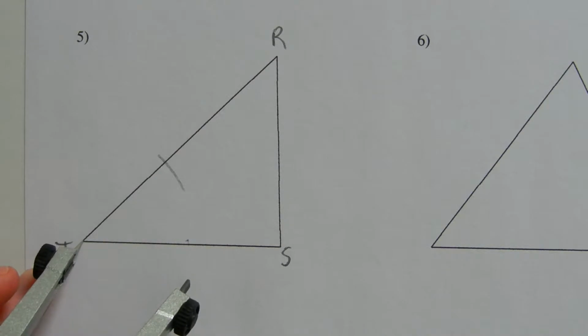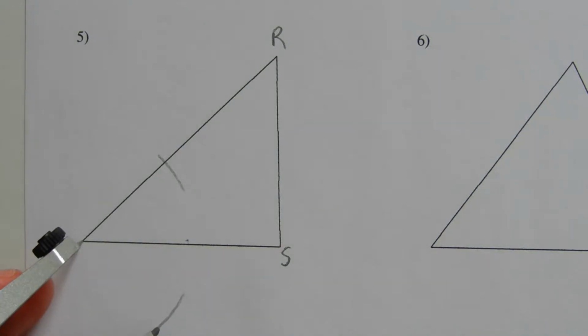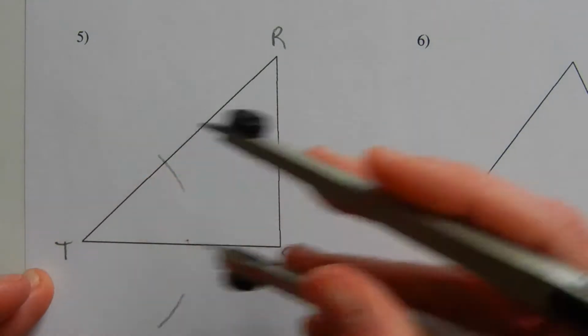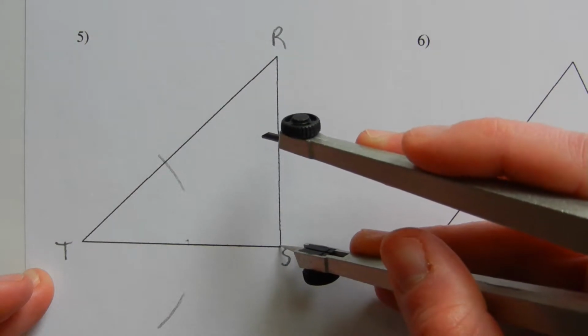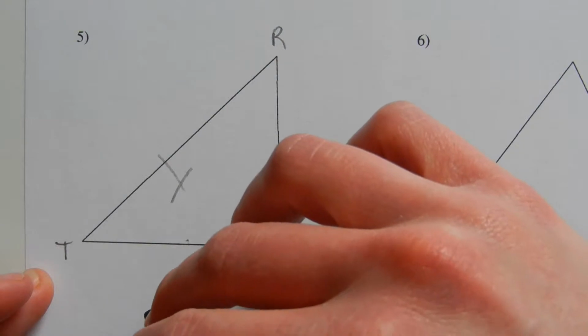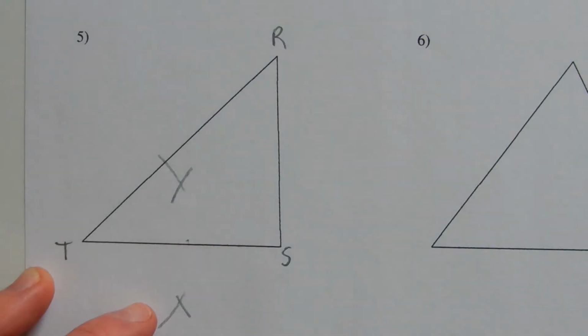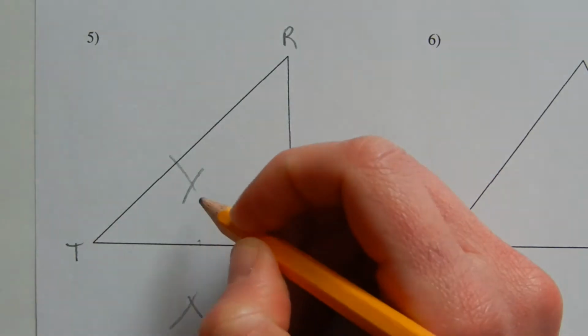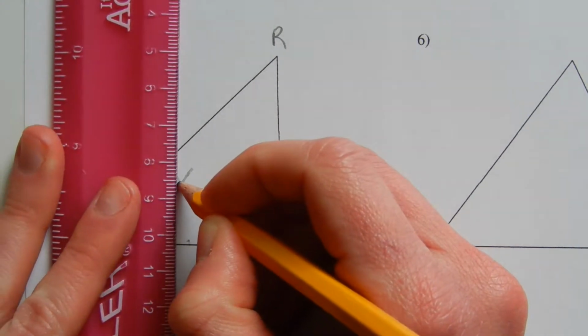So making my compass a little more than halfway, striking a mark above and below segment ST, and then going from endpoint S and striking that same distance mark. I'll find the intersection. The places where those marks intersect will help form my perpendicular bisector.